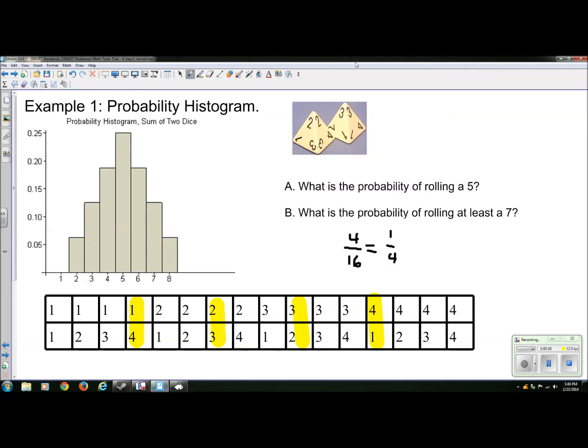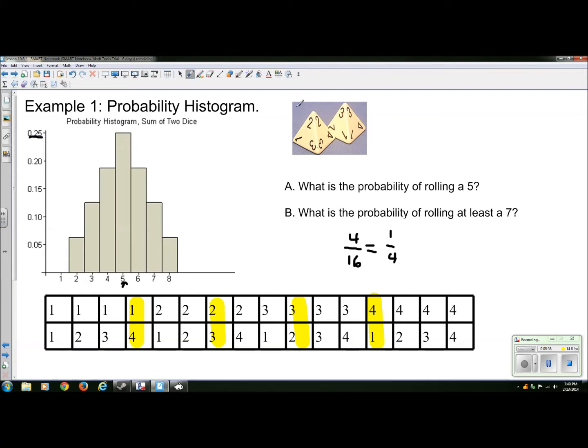Let's look back at our histogram. The probability of rolling a 5 is 0.25. So this is how you read the probability histogram. You look at the outcome that you're interested in, you go up to the top and read across, and that value right here is the probability of that event occurring.